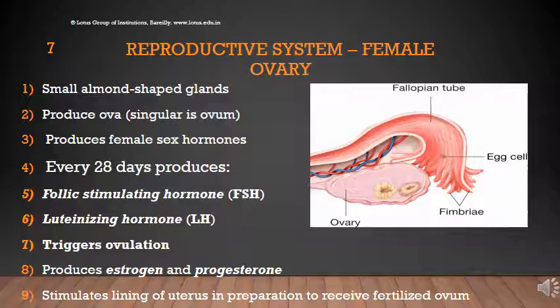Every 28 days, follicle stimulating hormone FSH and luteinizing hormone LH trigger ovulation. One more thing is that it is very important for stimulating the lining of the uterus in preparation for receiving the fertilized ovum. Female secondary sexual characteristics are also developed by the ovary. So these are the functions of the ovary.